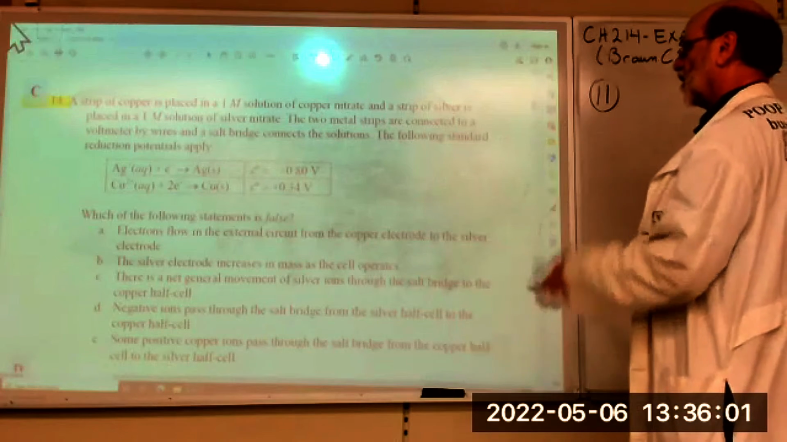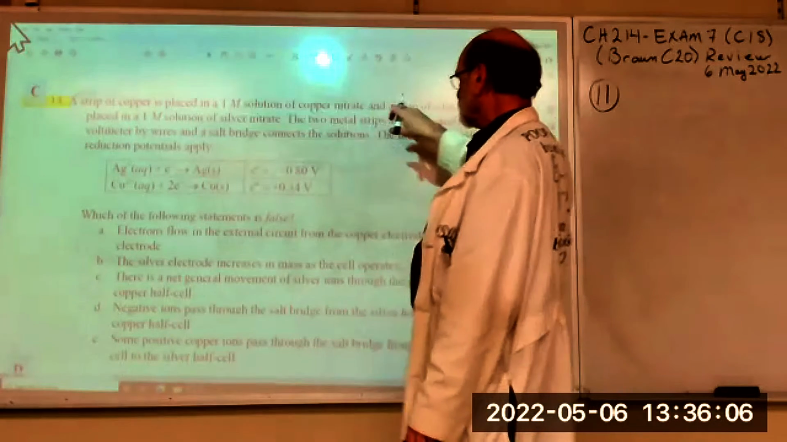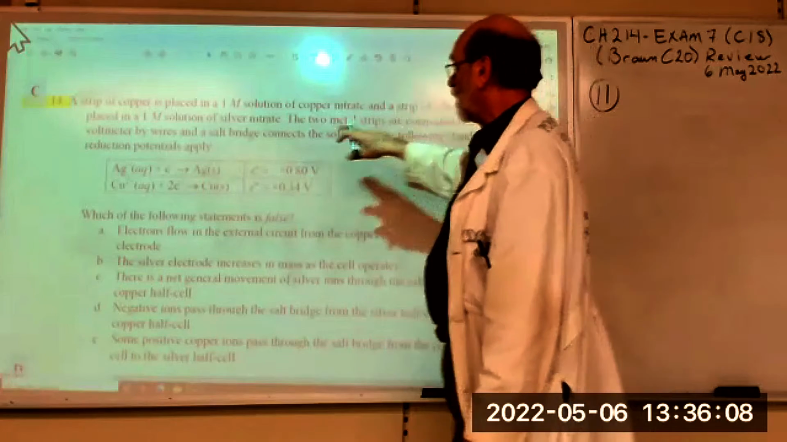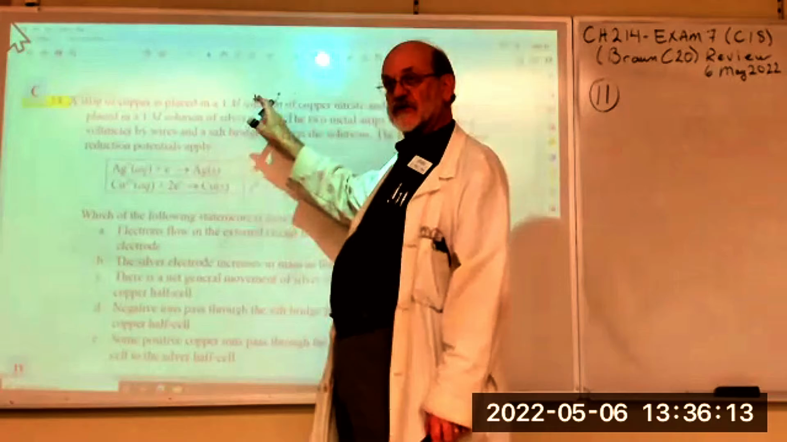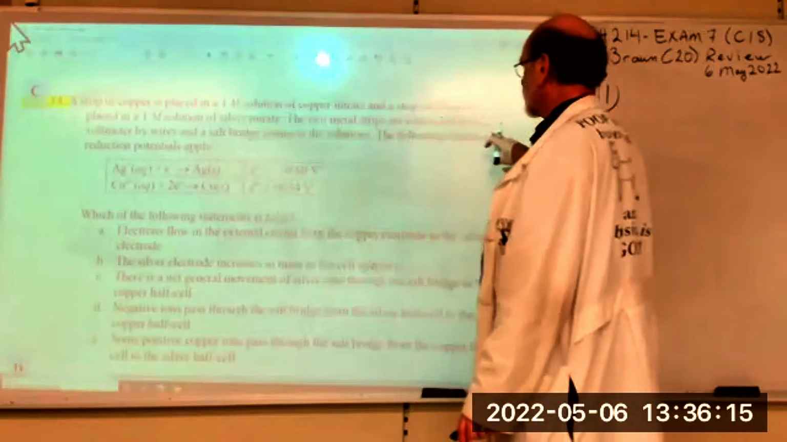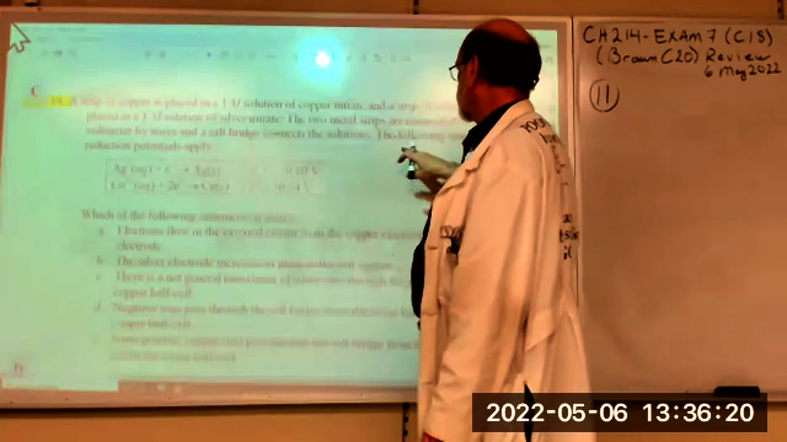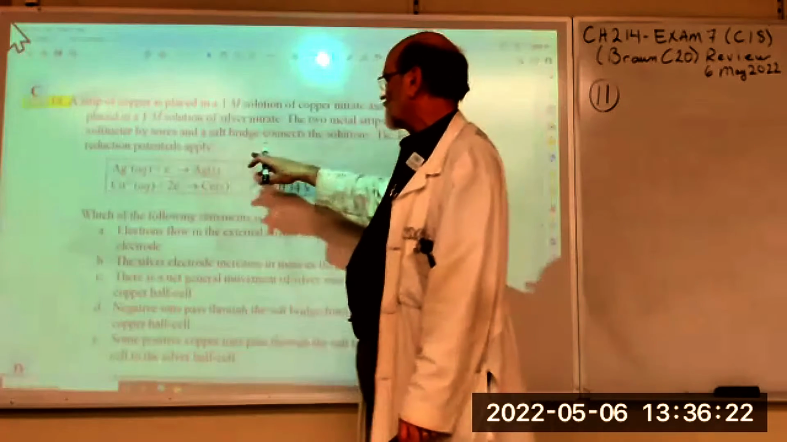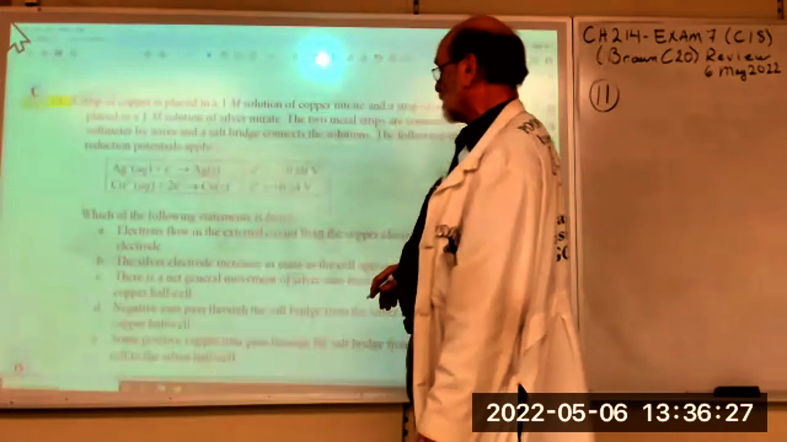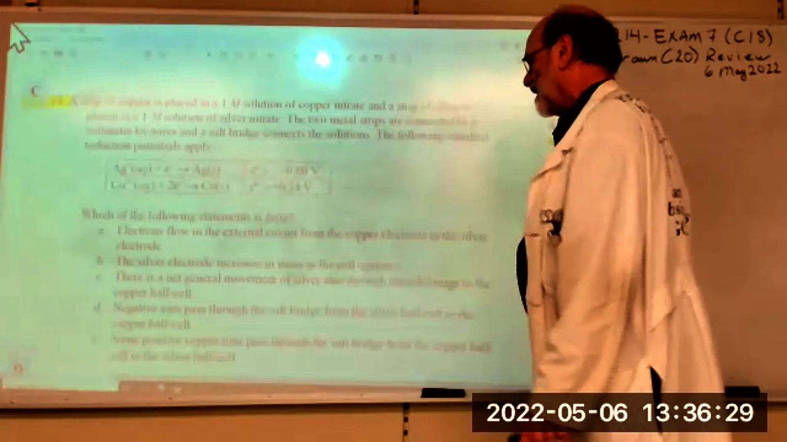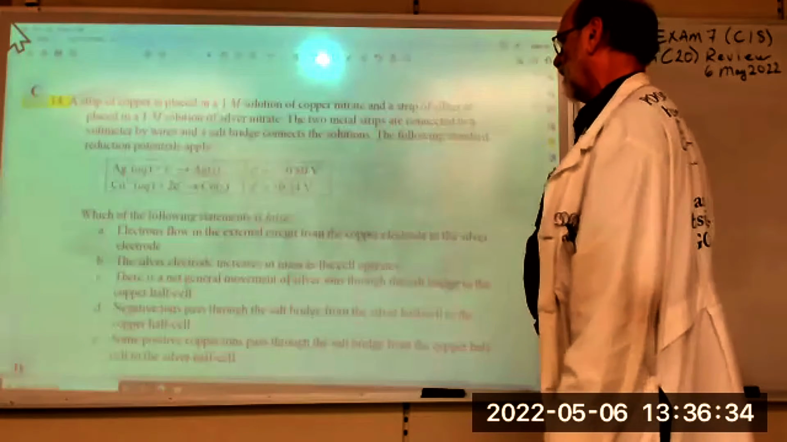There it is. Okay, a strip of copper is placed in 1 molar copper nitrate. A strip of silver is placed in 1 molar silver nitrate. So these are in standard conditions, 1 molar concentration. The 2 metal strips are connected to a voltmeter by wires, and the salt bridge connects the solutions. The following standard reduction potentials apply. Which of the following statements is false? Electrons flow in the external circuit from the copper electrode to the silver electrode.